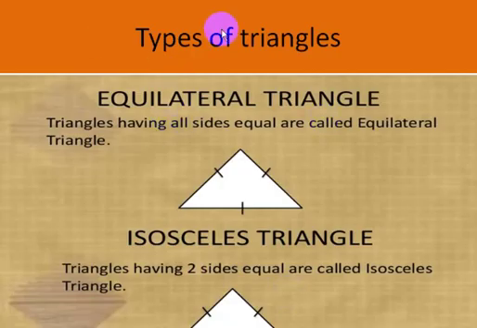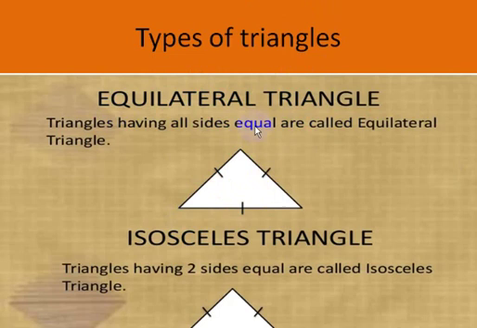Now let's move to the types of triangles. How many types of triangles do we have? Let's start with the equilateral triangle. Equilateral triangle means the three sides are equal, and each angle measures 60 degrees. So we have three equal sides and three equal angles also.